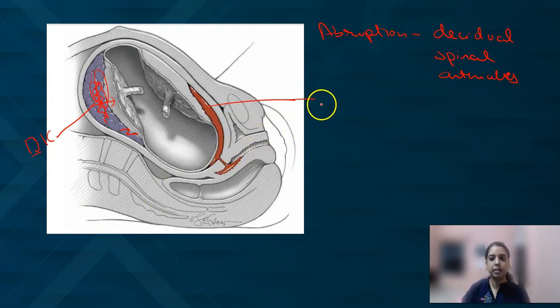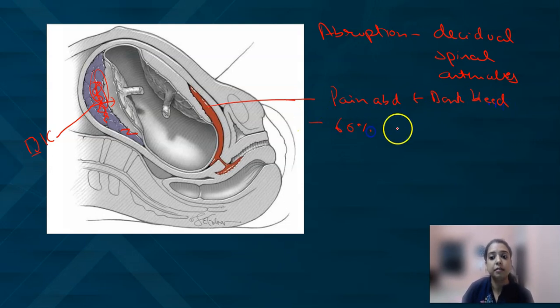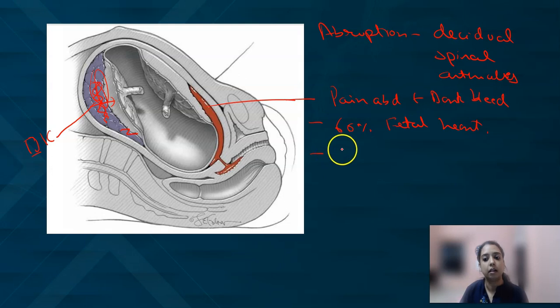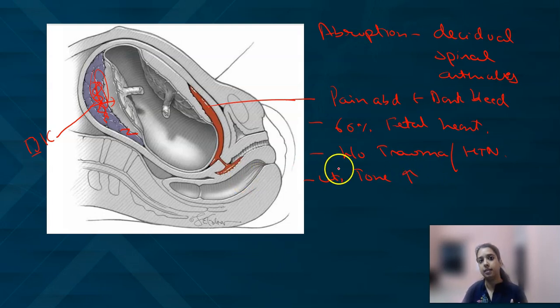Okay, how the patient will present? Clinical features are typically patient will have pain abdomen with dark bleeding. That is typical. Almost 60% of patients will have abnormal fetal heart. Abnormality in fetal heart will start showing on NST. There may be a history of trauma leading to abruption, or a history of hypertension. So painful bleeding, uterus will be contracted. Obviously a hematoma is being collected, so uterine tone will be high. So uterus will be tense and tender. It is not painless, not at all.